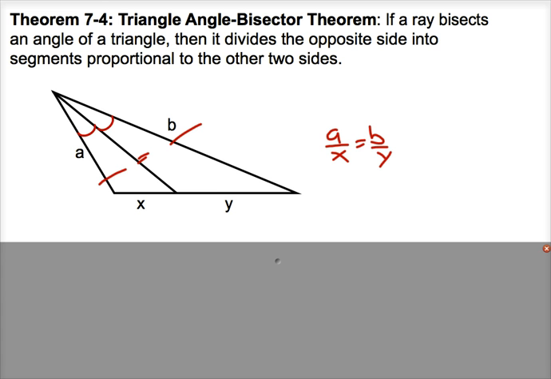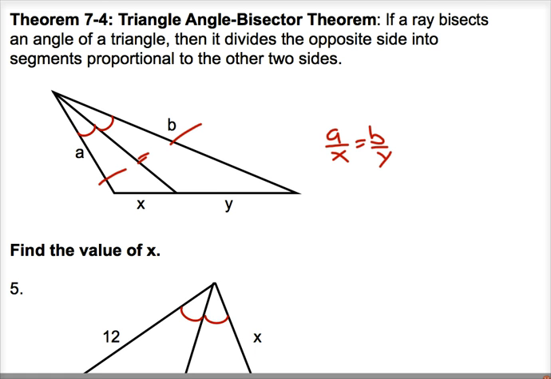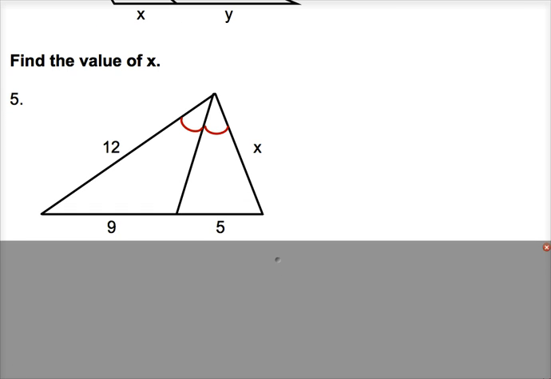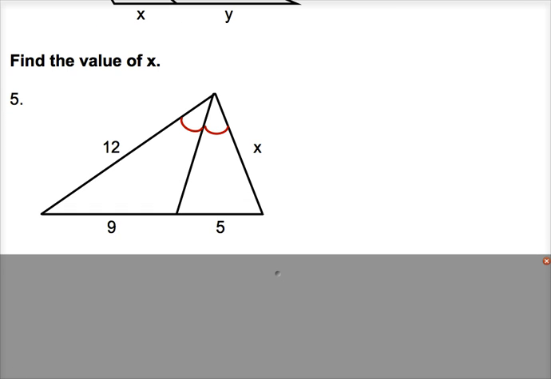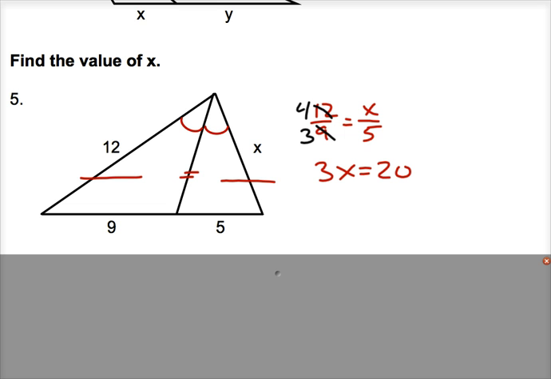And now let's do an actual problem here. So find the value of x. And if I just set my proportion up, I'm thinking I'm going to have a 12 over 9 equal to an x over a 5. And I notice that I can reduce, 3 goes into 9 3 times, and into 12 4 times. And if I cross multiply, I get 3 times x is 3x, 4 times 5 is 20, divide by 3 and it doesn't reduce, so I'm just going to leave it as 20/3.